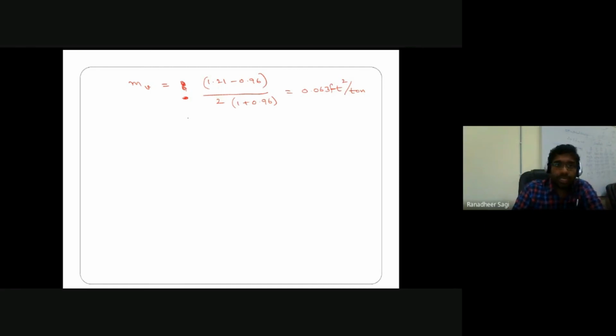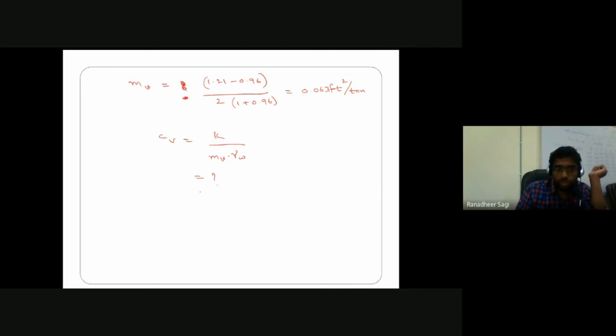Once this data is known for mv, then go ahead to calculate cv. cv is nothing but k by mv into gamma w. Please substitute the gamma w value in terms of ton per feet cube, because in other places you have your dimension in feet and weight or mass values in terms of ton. So accordingly, get your value for gamma w in standard units. k is already given in terms of feet per day. So calculate cv.